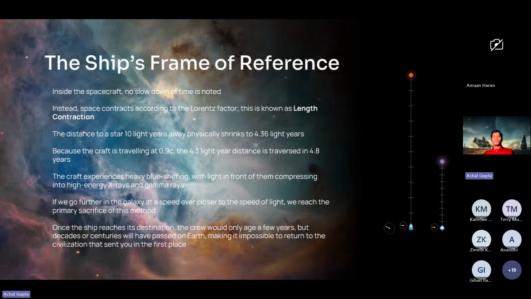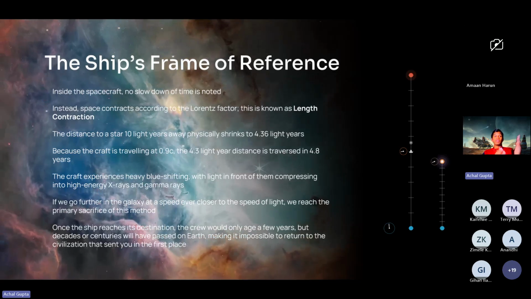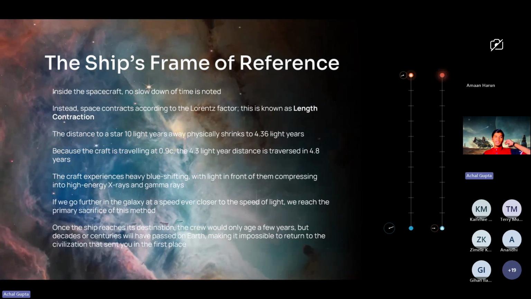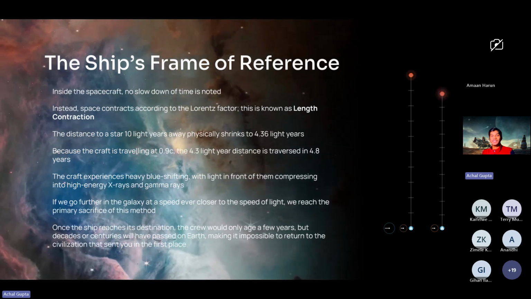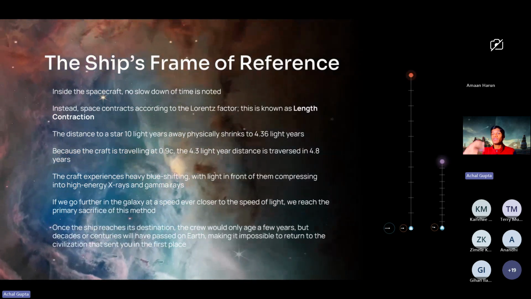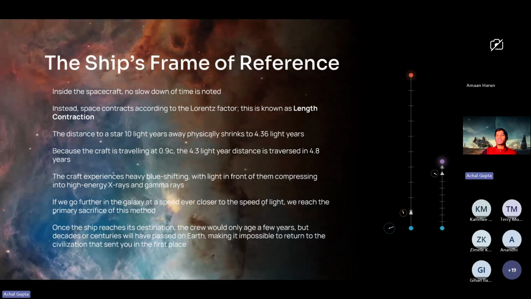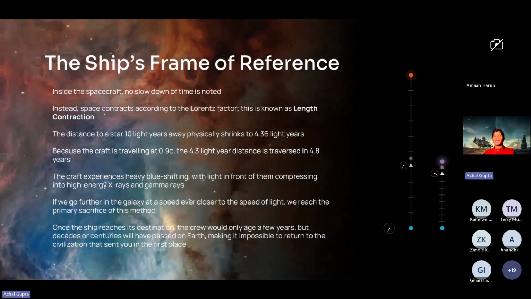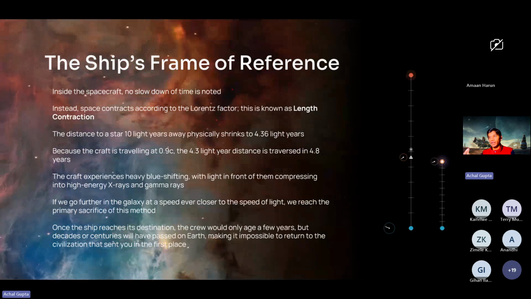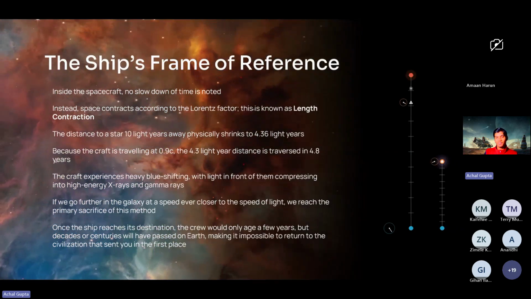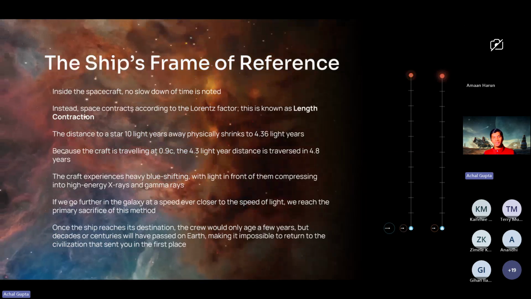So the same example of 0.9 C, if we're traveling to a star that's 10 light years away, it feels like it's 4.36 light years away. Like if we look out of our window, that's what it looks like. And because we're traveling at 0.9 C, if the distance feels like 4.36 light years, we can divide by 0.9 to get the actual traversal time, which is 4.8 years. And you can then obviously multiply this 4.8, which is the ship's experience, by 2.29 to get the time that would have passed on Earth.